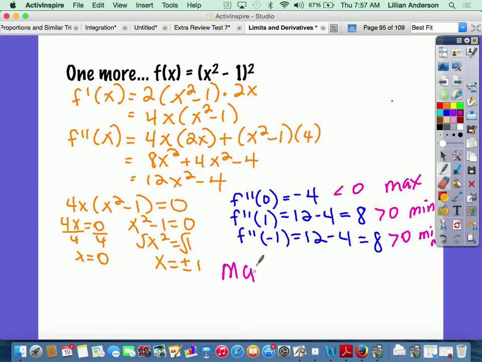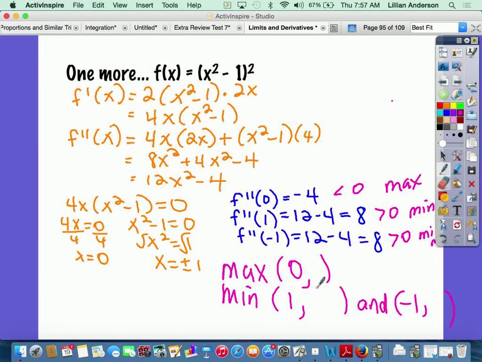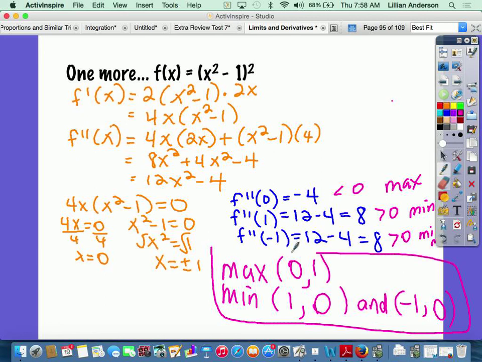So we have a max at 0 comma something, and we have a min at 1 comma something, and negative 1 comma something. How do we find those somethings? We plug them back into the original. So when I plug in 0, negative 1 squared is 1. When I plug in positive 1, I get 0. And then when I plug in negative 1, I'll get 0. Okay? So then there are my max and my mins.